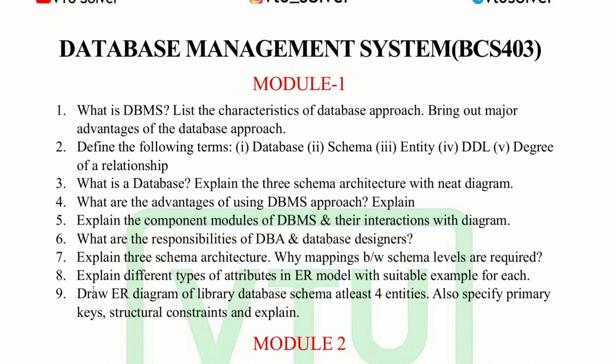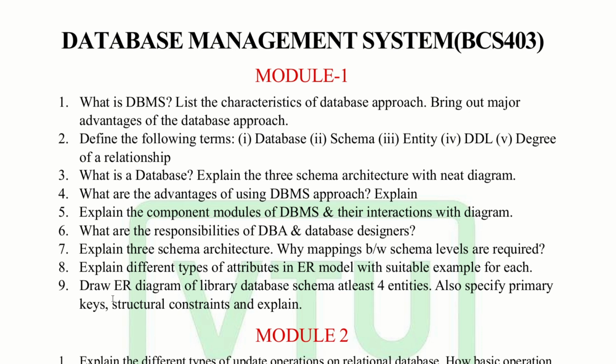Eighth question: Explain different types of attributes in the ER model with a suitable example for each. Ninth question: Draw the ER diagram of a library database schema with at least four entities. Also specify primary key, structural constraints and examples. Such ER diagram questions keep coming. Sometimes it asks for a library, which is repeated many times, so I have given library.